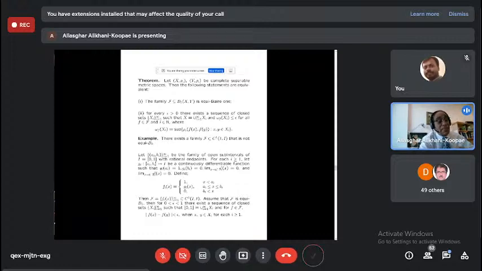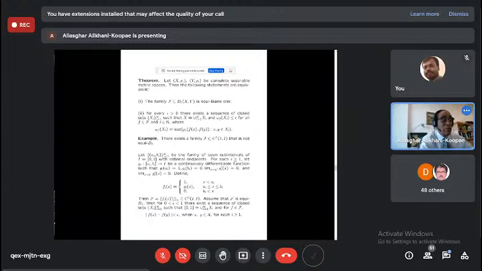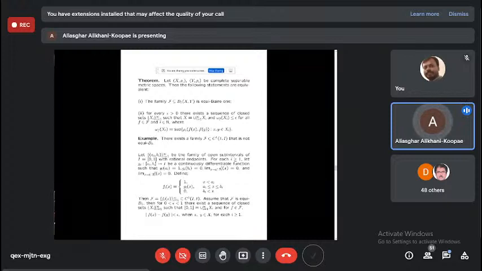A family F inside B1 of X and Y is (X,Y)-Baire 1 if and only if for every positive epsilon there is a sequence of closed sets X_i, i from 1 to infinity, such that X is the union of the X_i, and the oscillation of f on each one of these X_i is less than epsilon. So f cannot oscillate. This is like the delta decomposition that we were talking about for Baire 1 functions. It is exactly the same thing, and it should happen for every single function in the family.